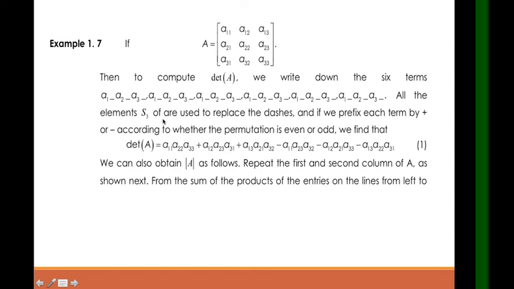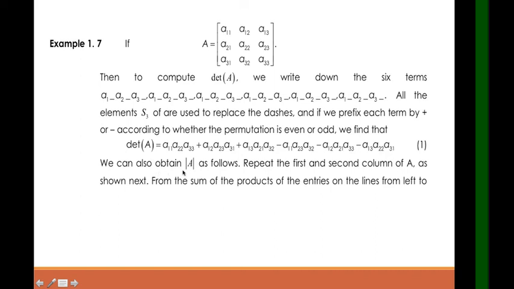All the elements a sub 3 of are used to replace the dashes. And if we prefix each term by a positive and negative sign according to whether the permutation is even or odd, we find it as this one. So for the determinant of A: a sub 11, a sub 22, a sub 23, plus a sub 12, a sub 23, a sub 31, plus a sub 13, a sub 21, a sub 32, minus a sub 11, a sub 22, a sub 33, minus a sub 12, a sub 21, a sub 33, minus a sub 13, a sub 22, a sub 31.